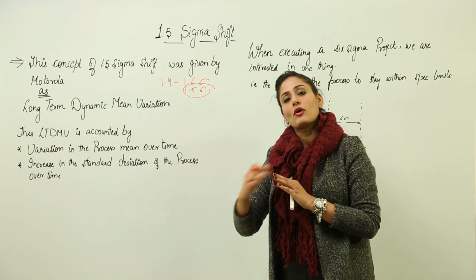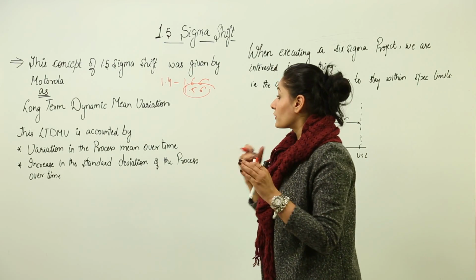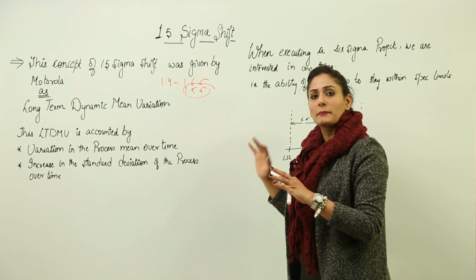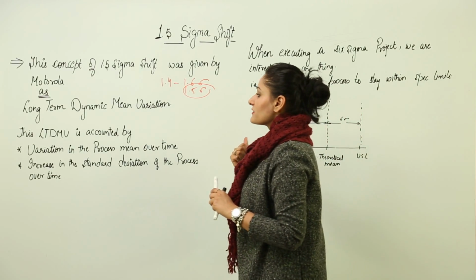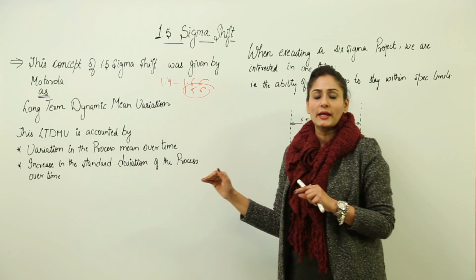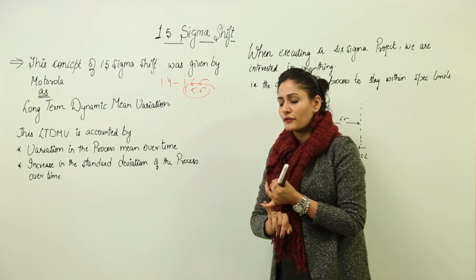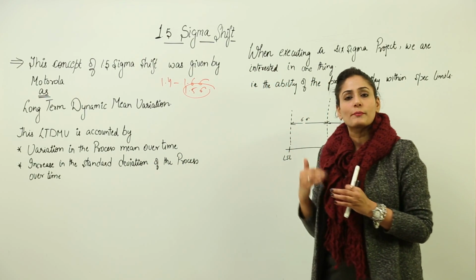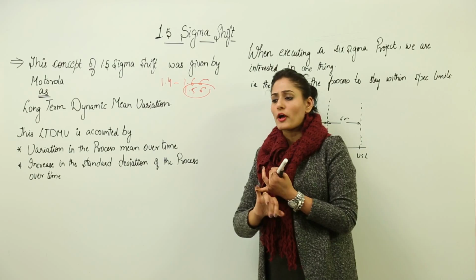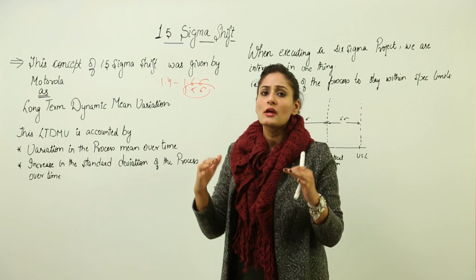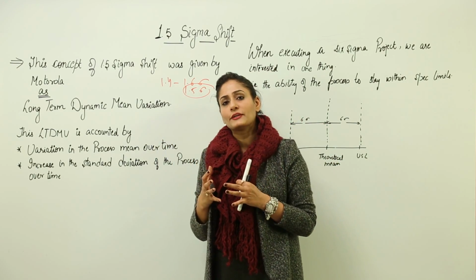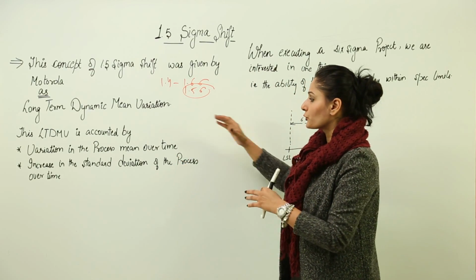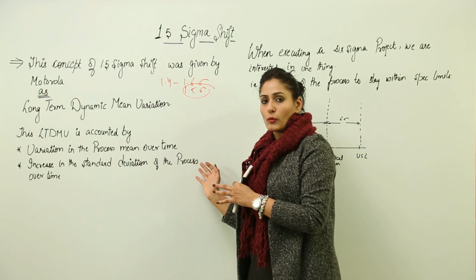They just studied lots and lots of process data. As I've already told you, the reasons for long-term dynamic mean variation are variation in the process mean over time, so the mean of the process can move, and an increase in the standard deviation of the process over time, or changes in customer requirements, machinery, or raw material. There are lots and lots of factors which can lead to variation. This long-term dynamic mean variation can be due to either one of these factors or both.